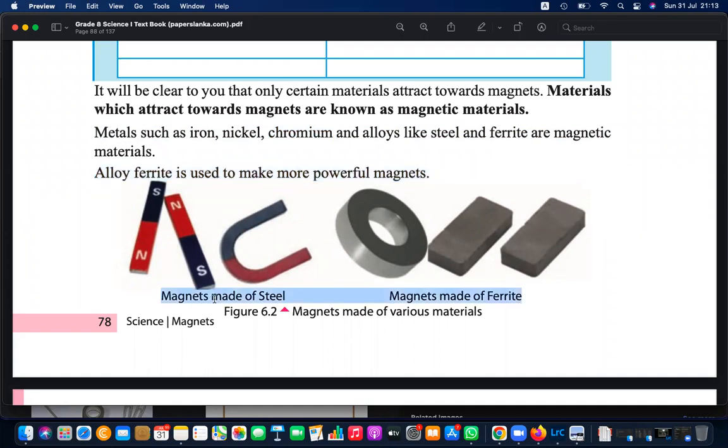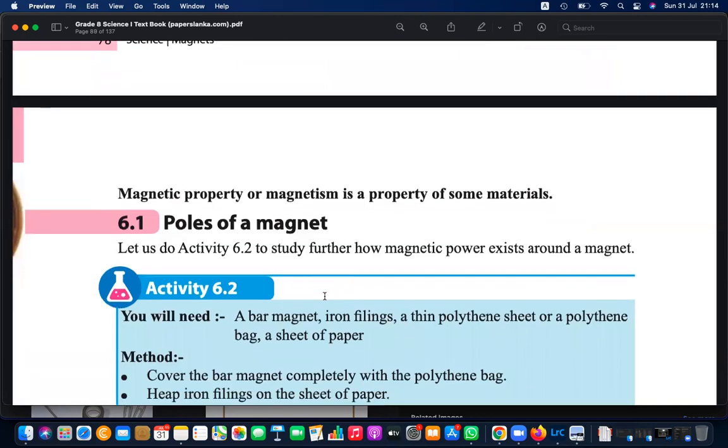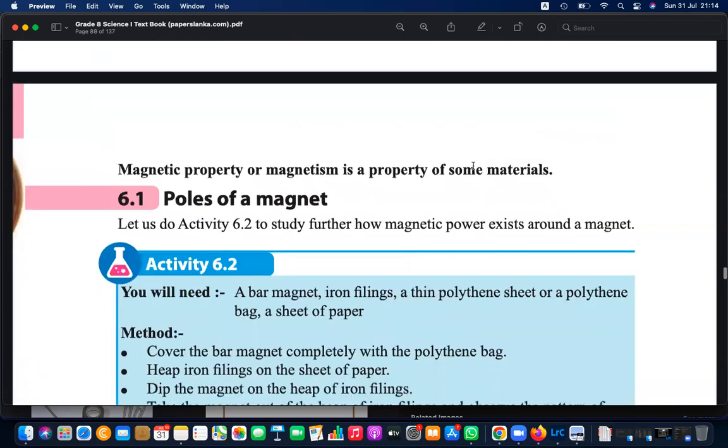So there are powerful magnets and there are some that are not that powerful, right? But these magnets are made with ferrite. When it is made with iron ferrite, these magnets are really, really powerful. But if you have these other magnets, you can see they attract, but the thing is, they're not that powerful. And inside the hard disk also, there is a magnet. Inside the hard disk there is a very powerful magnet.